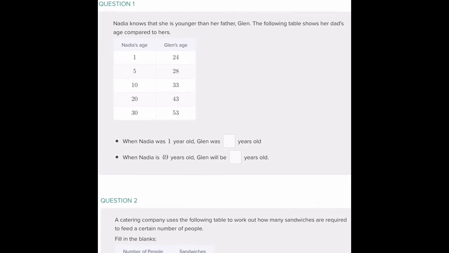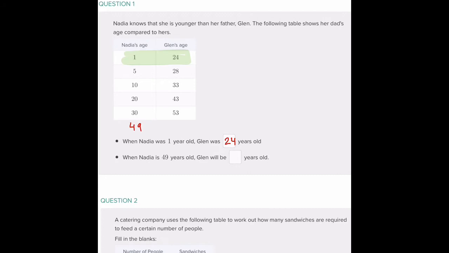So the first bullet point is asking, when Nadia was 1 year old, Glenn was how old? Well, we can see that information right here. When Nadia was 1 year old, Glenn was 24 years old. The second bullet point says, when Nadia is 49 years old, Glenn will be how old? Well, 49 years is not in the table.